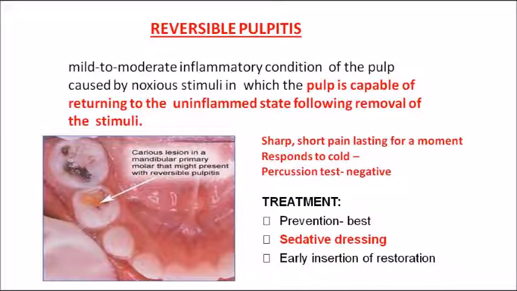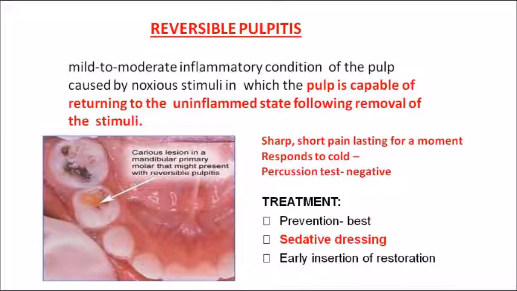So this is called reversible pulpitis, where the noxious stimulus is removed so that the pulp can go back to normal. It will have sharp, short pain which lasts for a moment, sharp pain which responds to cold, and the percussion test will be negative. These are the three important points you should remember: short sharp pain lasting for a moment, response to cold, and negative percussion test.